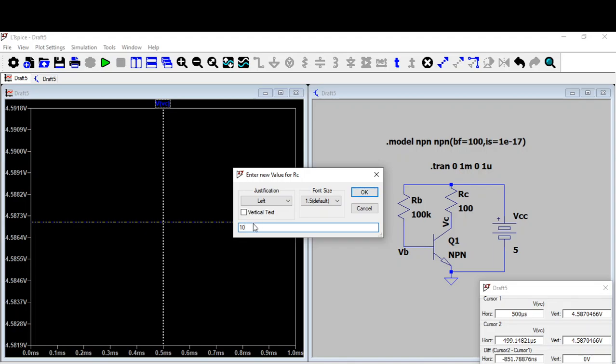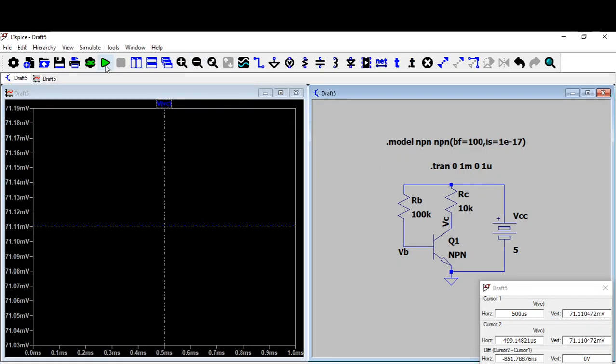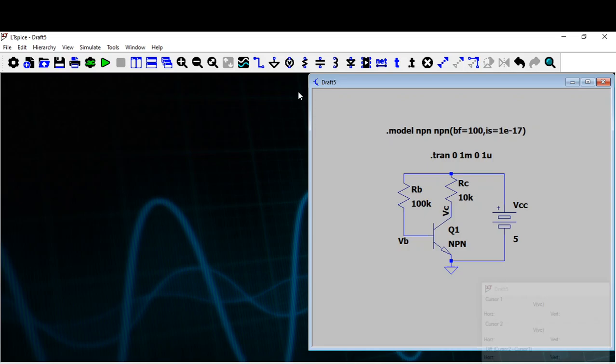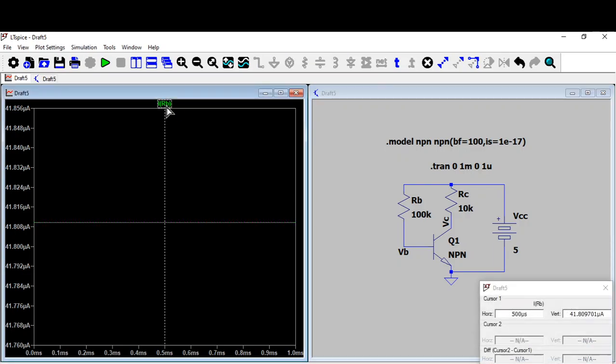So now let me make this 10K and then run. Let me run again. Before that, let me just run it. If I see what is this base current, is the base current the same? Can you see now the base current is 41.8 microampere.